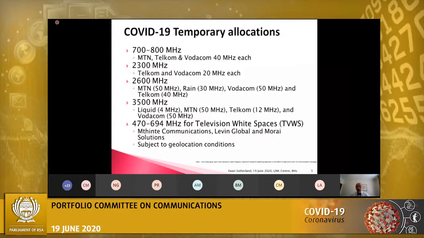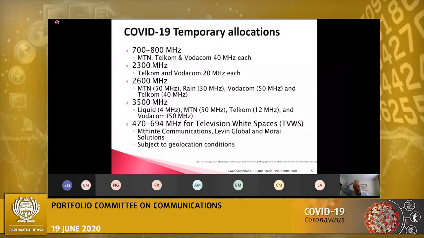But suddenly you saw these big blocks of spectrum released, and down at the bottom of that slide you see some television white spaces spectrum issued, subject to some rather complicated location conditions. In other words, making sure that the broadband they were providing on the television white spaces wasn't interfering with people's televisions, not least because people were spending more time at home and therefore likely to be watching more television. So what was impressive about this was the amount of spectrum which was available and just how quickly it could be got out the door.